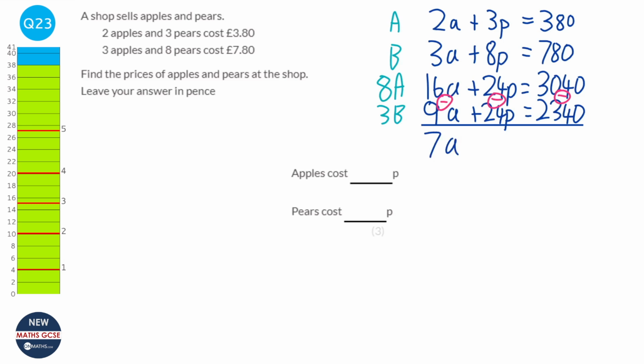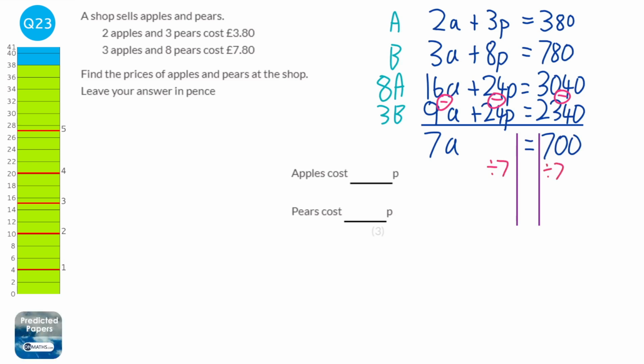24p take away 24p, which is nothing, which is why we did that, is to eliminate them. And then 3040 take away 2340 will be 700. Then I can put my lines in, and all I need to do now is just divide both sides by 7, and I get a equals 100. So we know that apples cost 100, or £1. We need to work out what pears cost.